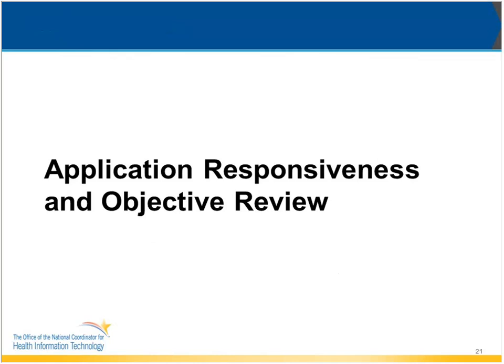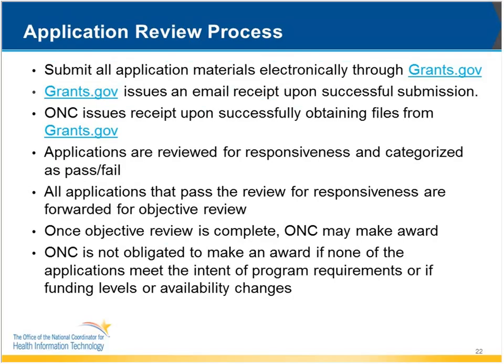Next up, I'll turn back over to Asad. Thanks, John. So we'll go over the application responsiveness and objective review process here. For the application review process, you submit all application materials electronically through grants.gov. Grants.gov will issue an email receipt upon successful submission. You want to make sure you receive that. ONC will then issue a receipt upon successfully obtaining files from grants.gov.